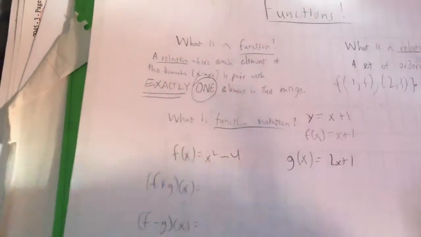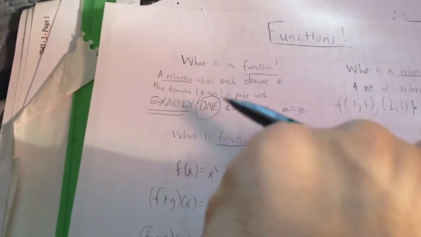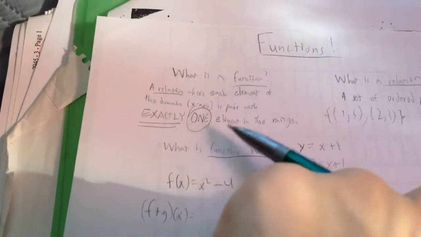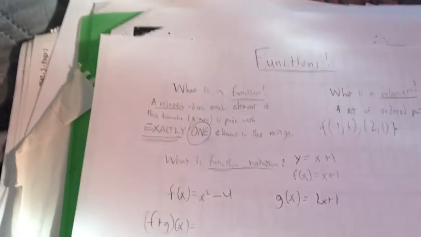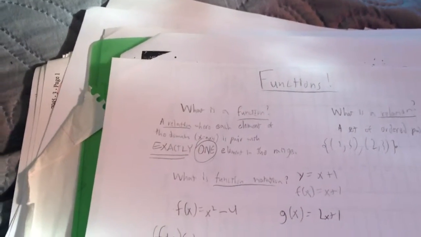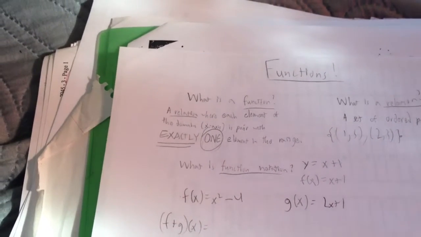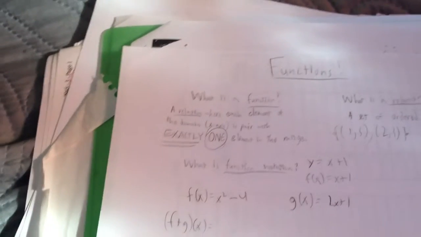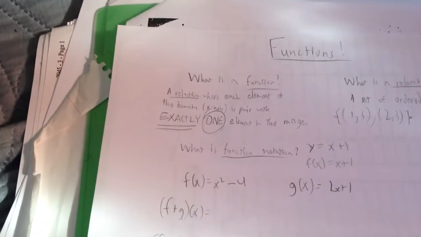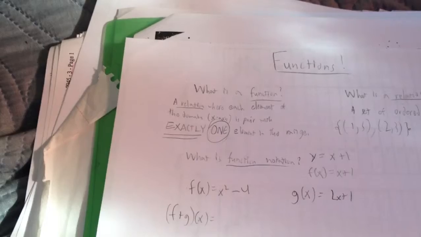What is a function? A function is a relation where each element of the domain, which means each number in the x-axis, is paired with exactly one element in the range. That is important. That means that no x value is paired with two y's. You can't have (2, 2) and (2, -1) and say that's a function. That isn't a function because the 2 in the x-axis was repeated.